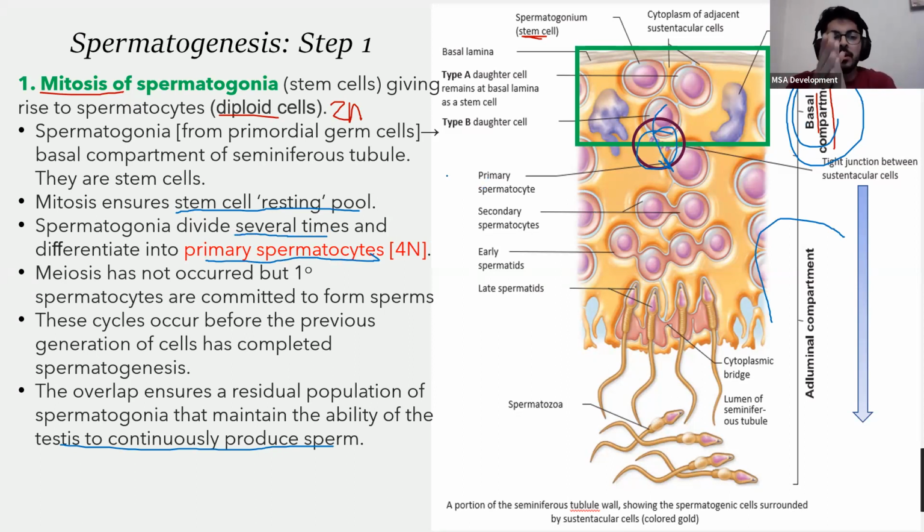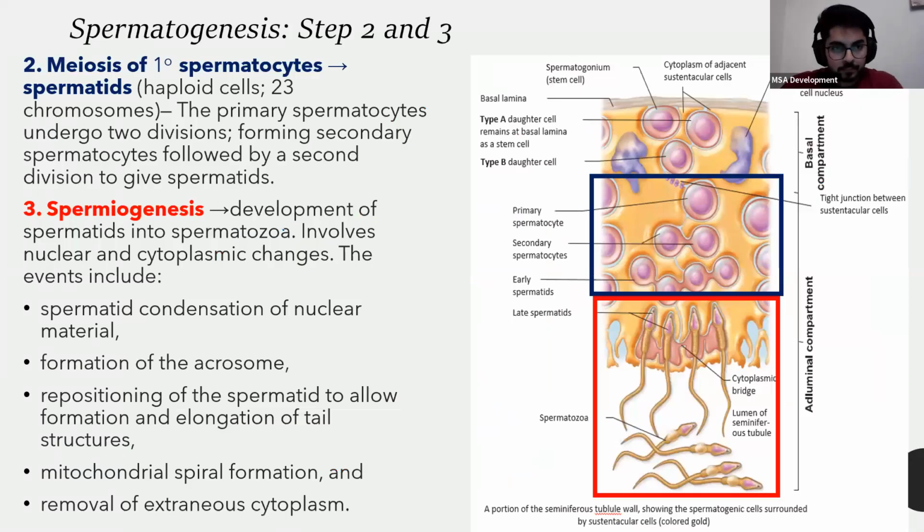So again, the first step of spermatogenesis is mitosis. We have these differentiating primary spermatocytes that are going to jump over the blood testis barrier to the adluminal compartment, and they're going to start undergoing the next step, which is meiosis. So the second step is meiosis of the primary spermatocytes.